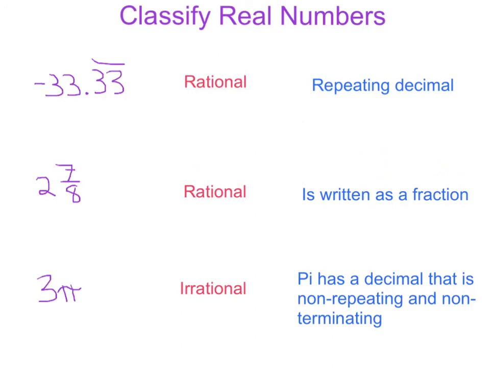Here are the answers. On the first one, the decimal goes on and on forever, but it's repeating, so it's rational. Second one, well, it's written as a fraction, therefore it's rational. And then the last one, because it has pi, it means it's irrational because the decimal is non-repeating and non-terminating. So there's your full lesson on irrational numbers.